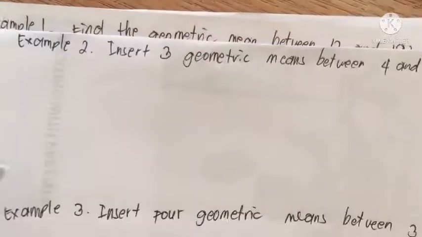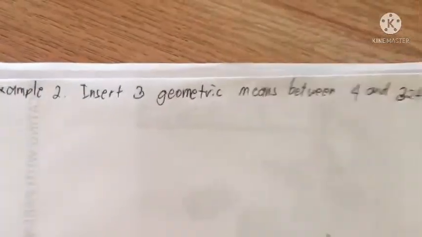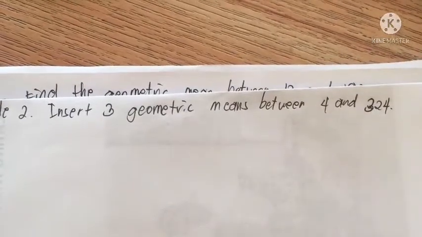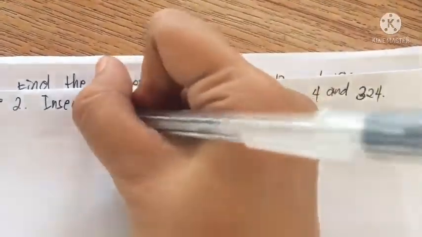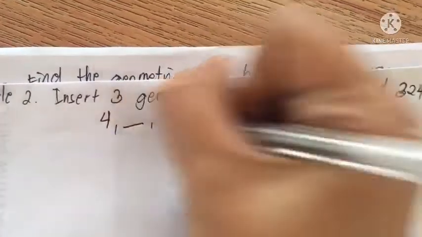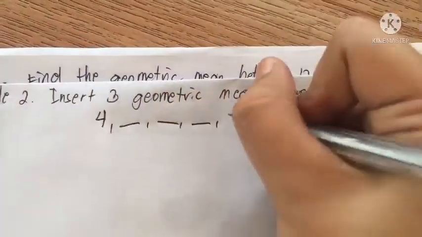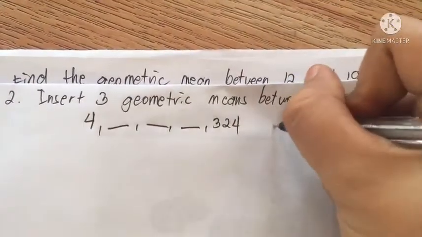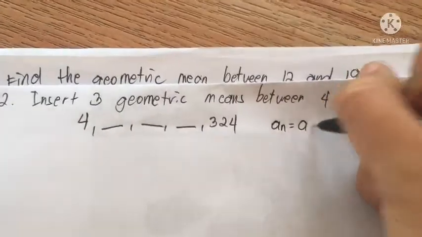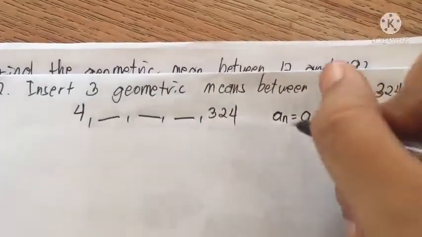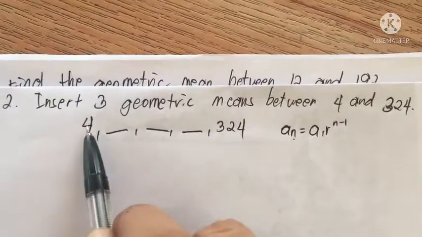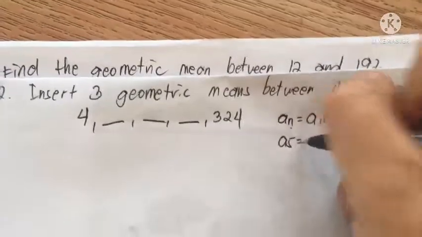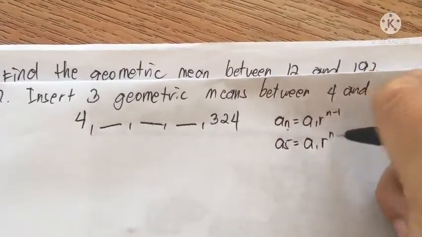Number 2 example. Insert 3 geometric means between 4 and 324. So, 3 geometric means. So, ibig sabihin we have 4, blank, isa, dalawa, tatlo, then 324. So again, we will use the formula for geometric sequence, that is a sub n is equal to a sub 1 r^(n-1). So yung a sub n natin, gagamitin natin, ito yung first term, second, third, fourth, fifth. So magiging a sub 5 is equal to a sub 1 r^(n-1).